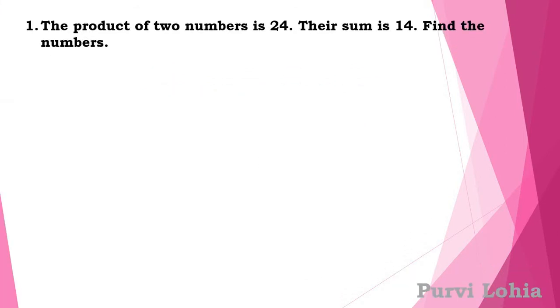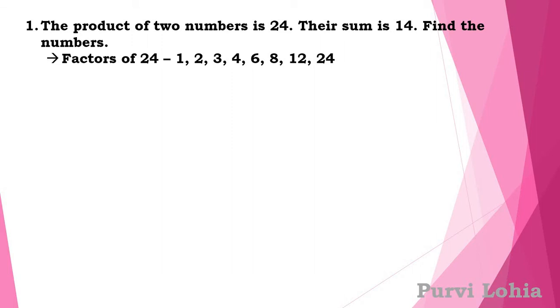Let's discuss the assignment. The first question was, the product of two numbers is 24. Their sum is 14. Find the numbers. So you know how to do this question. You first have to write all the factors of 24. So they are 1, 2, 3, 4, 6, 8, 12 and 24.